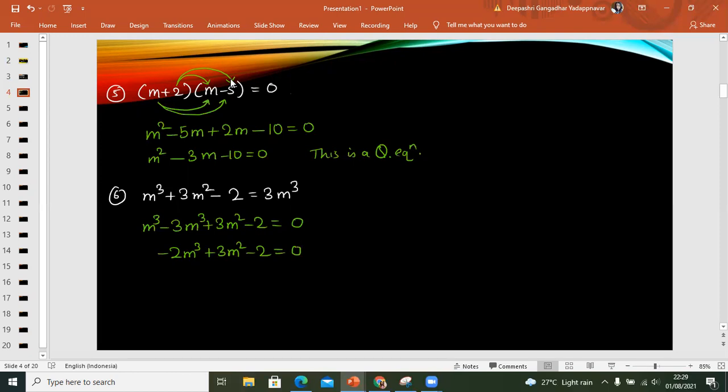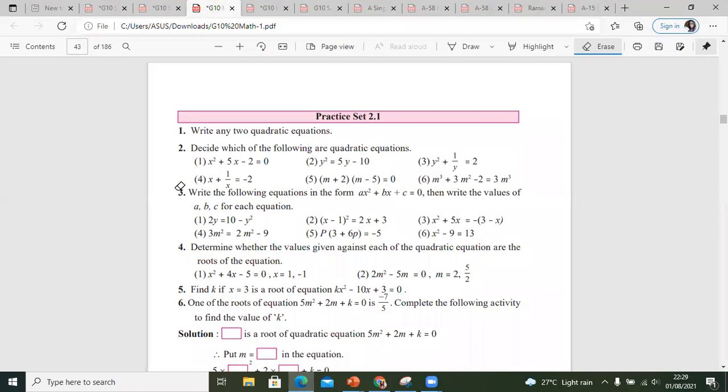Now this is not a quadratic equation because it is starting from cube and also there is no m. So this is not a proper complete form of quadratic equation. A quadratic equation will always start with square, then it will be a single coefficient and then the number. So this is not a quadratic equation. Okay, so let's go to the next question according to the textbooks.